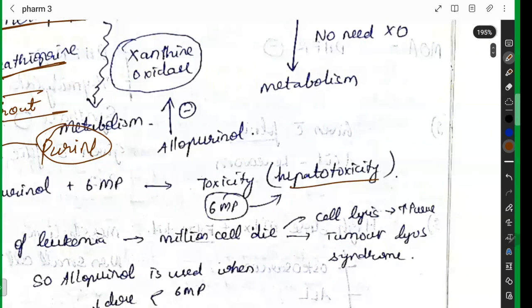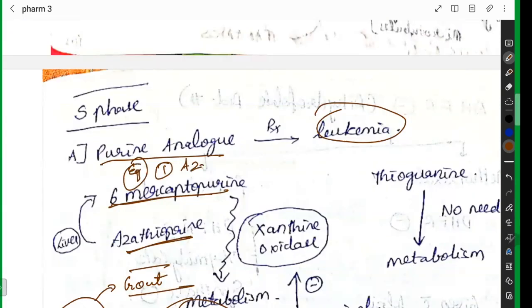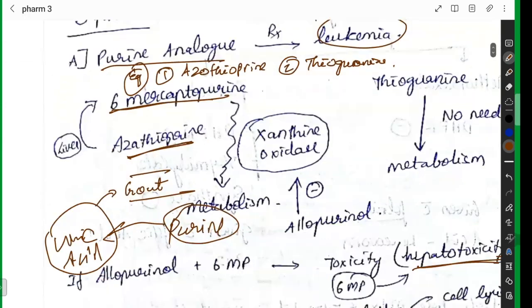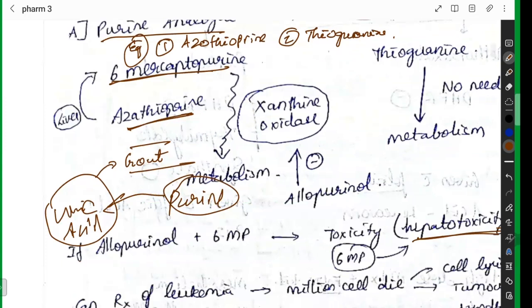So the drug examples for your purine analog are two drugs. Number one, azathioprine. Number two is thioguanine. But why is thioguanine an important drug used as a drug of choice? Because it doesn't have a metabolism like this with xanthine oxidase. But this azathioprine gets converted into 6-mercaptopurine, and this 6-mercaptopurine is going to cause toxicity when you add allopurinol.